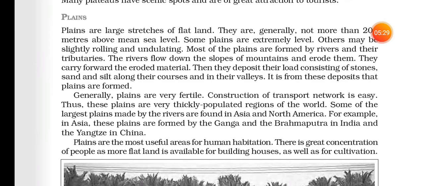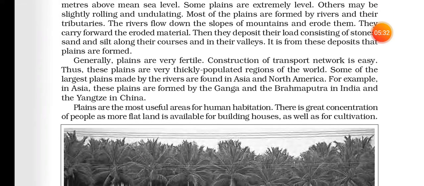Generally, the plains are very fertile and construction of transport networks is easy. Have you ever thought why people prefer to live in plains rather than mountains? It is because there is more land for cultivation and for construction of housing. Flat land is available for building houses as well as for cultivation. Because of fertile soil, the land is highly productive. In India too, the Indo-Gangetic plains are the most densely populated region of the country.